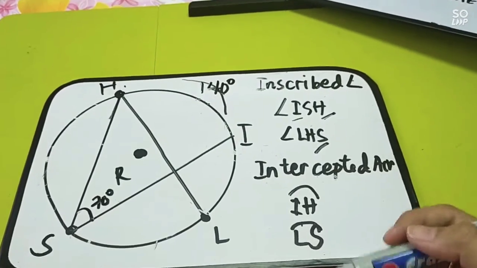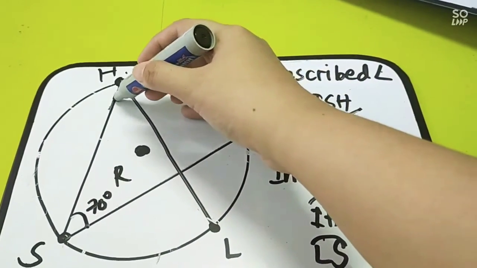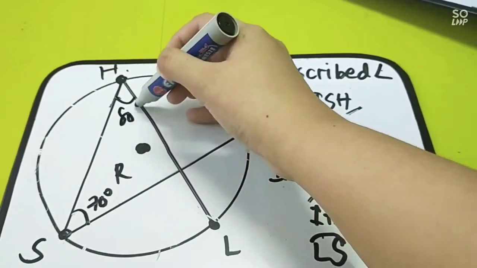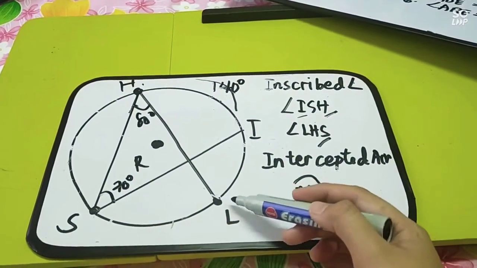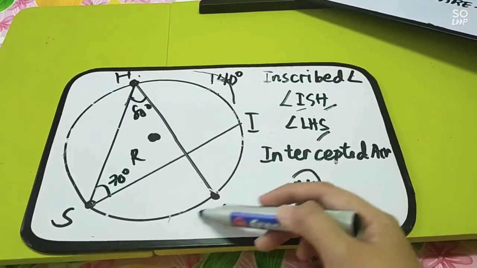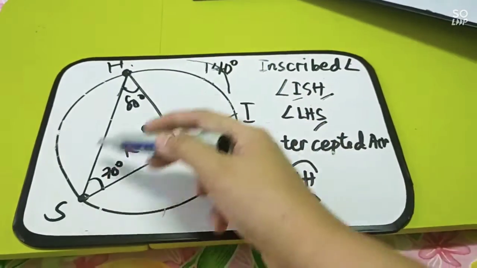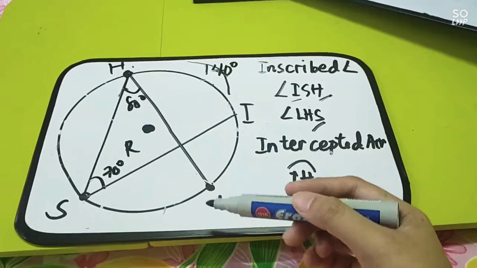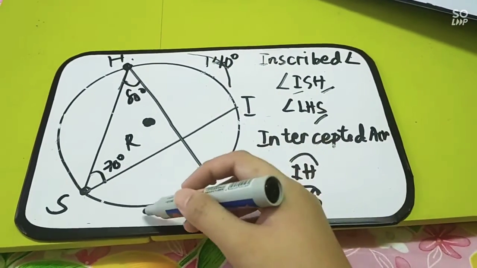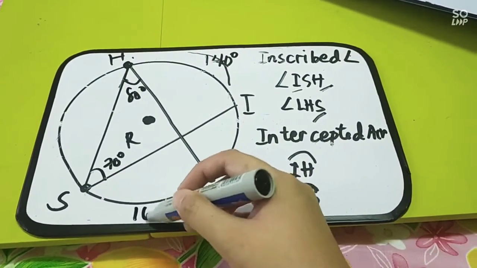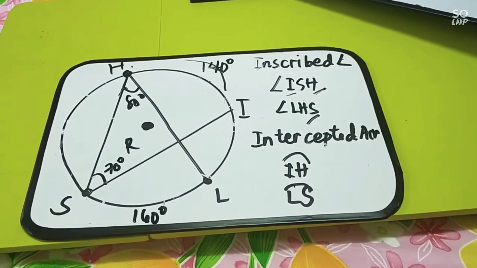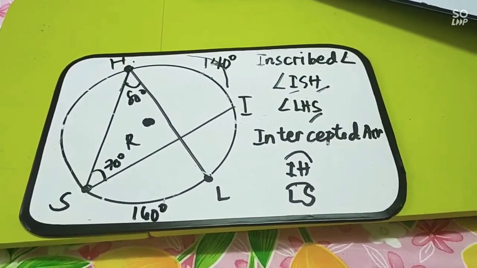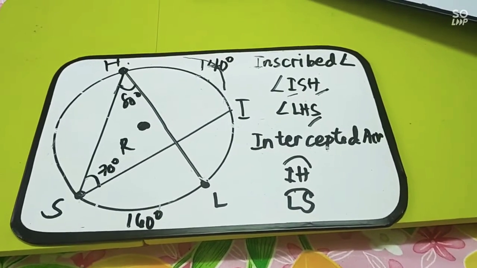Next, what if this one is 80 degrees? What is the measure of SL? This is the intercepted arc of the inscribed angle. So, multiply it by 2 again. This one is 160 degrees. Okay? So, that is how you apply the inscribed angle theorem.